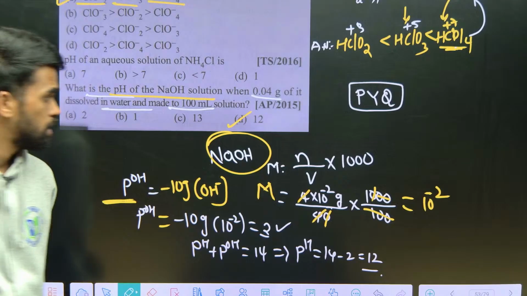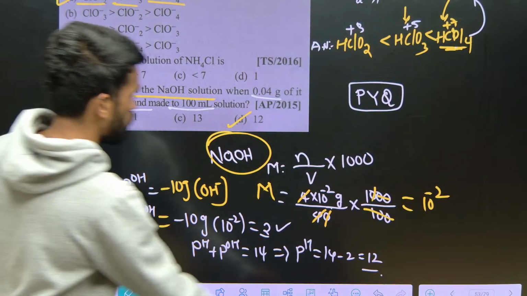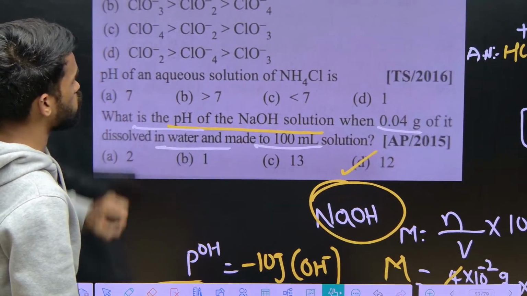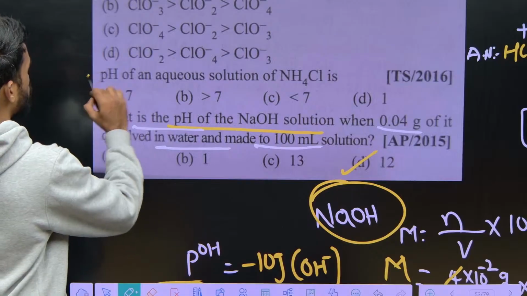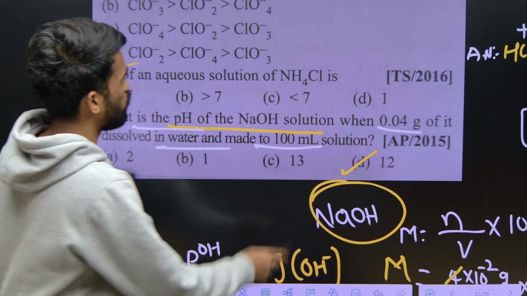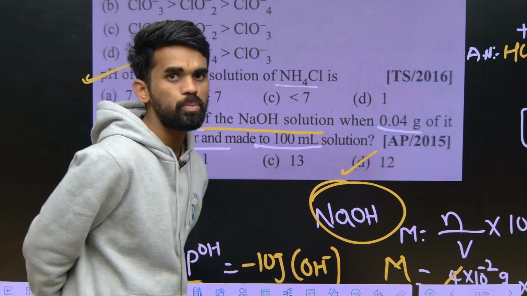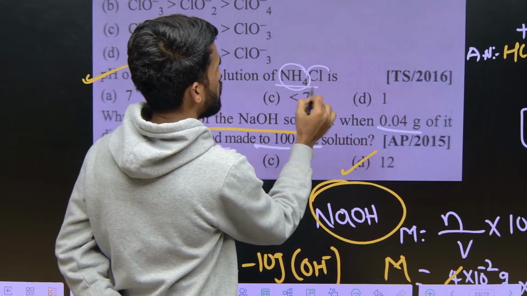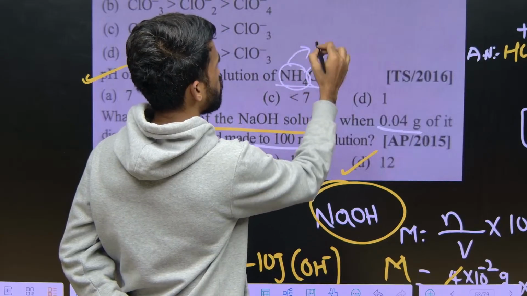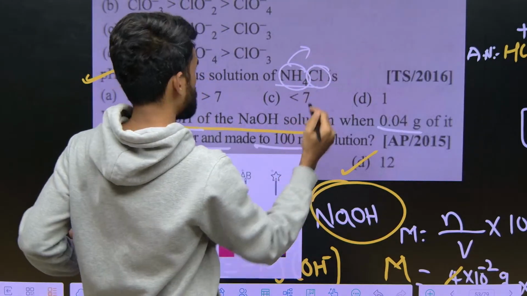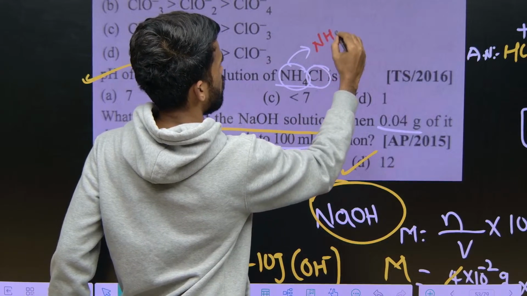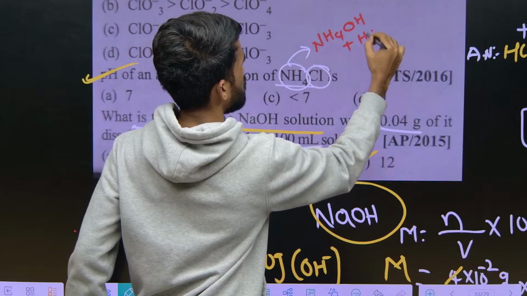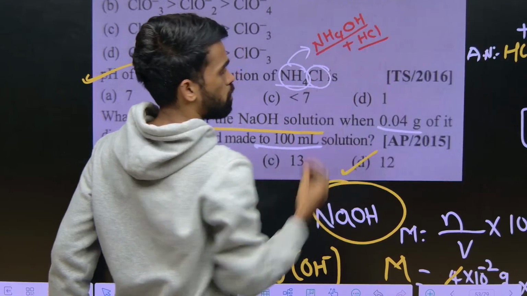Okay, right. Let me move forward and look at one more question mentioned here: pH of an aqueous solution of NH4Cl. Try this. NH4Cl means what type of compound it is? It is a salt, ammonium chloride. NH4Cl forms from NH4OH plus HCl. It's a strong acid and weak base combination.